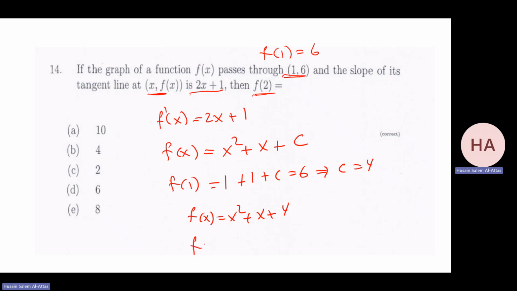What do they want? They want f at 2. That will be 4 plus 2 plus 4. And that will be 10, which is this.